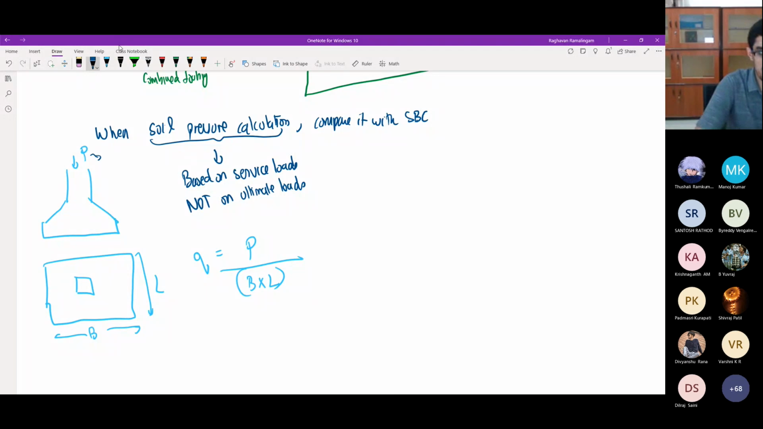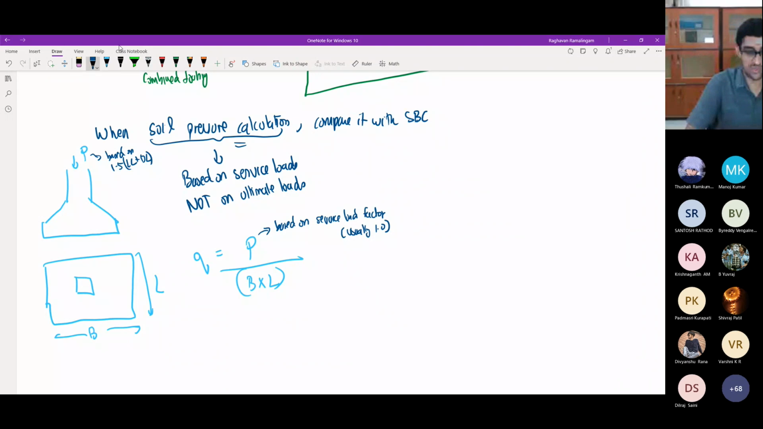So basically this would have been based on 1.5 LL plus DL. But when you calculate the soil pressure, you have to make sure that the loads you have used for this P are based on the service load factor, which is usually 1.0, not 1.5. So this is one thing to remember.